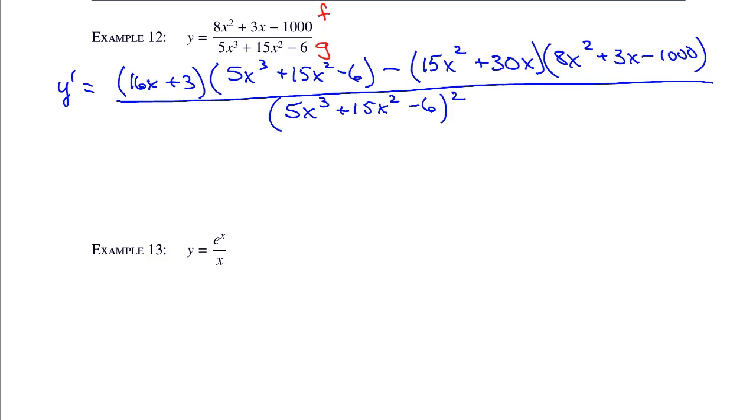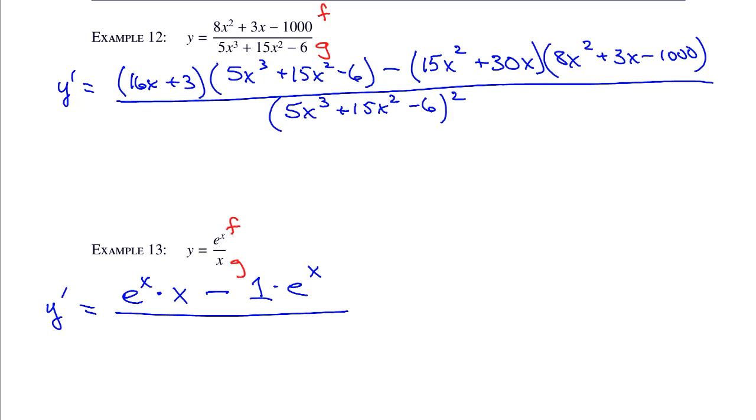All right, let's take a look at example 13. Have quotient, so we have f and g. So this is y prime is equal to the derivative of f, which is e to the x, times the bottom unchanged, which is x, minus the derivative of the bottom, 1, times e to the x, the top, unchanged, divided by the bottom squared. Let's simplify this one. It's short. What would you factor out from the numerator? E to the x. So this is e to the x times x minus 1 over x squared.